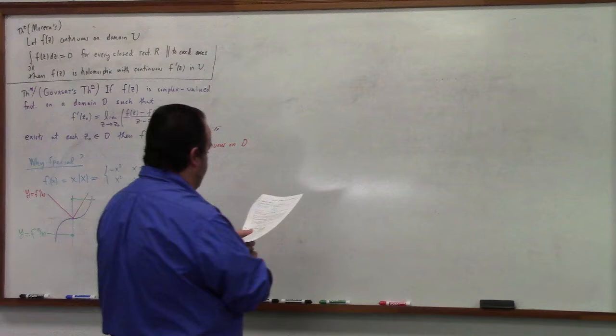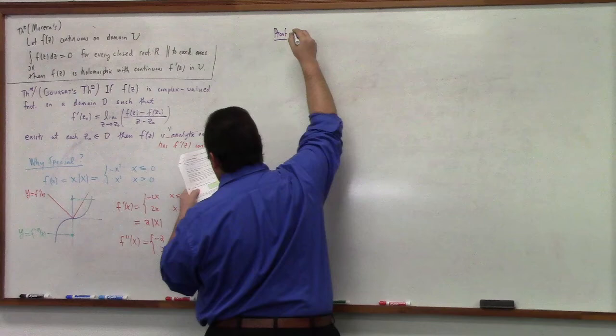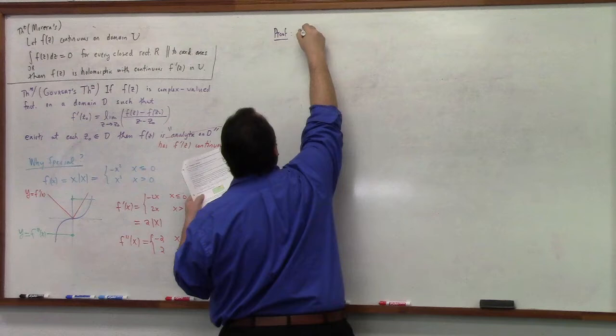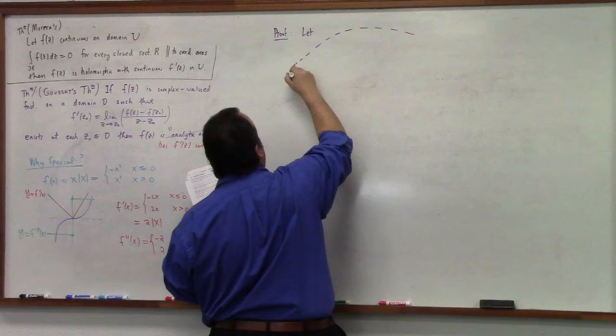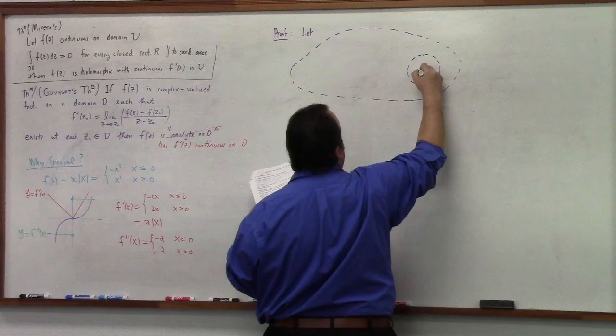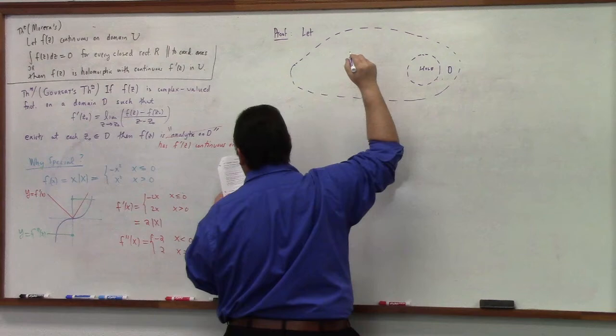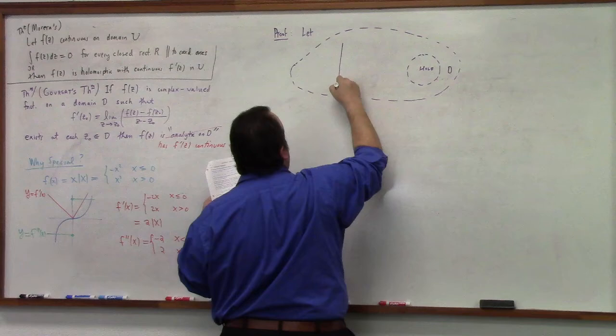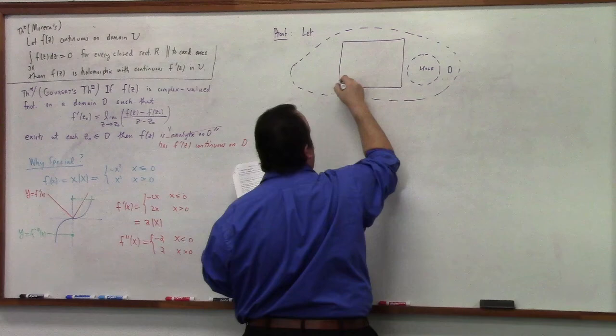So, proof of Goursat's theorem. Proof. So we let R be a closed rectangle in D. Here's my D. It could have some holes in it, whatever. So here's D, an open and connected set, and we let R be a closed rectangle in D. So maybe this is R, okay? R be a closed rectangle in D, all right?